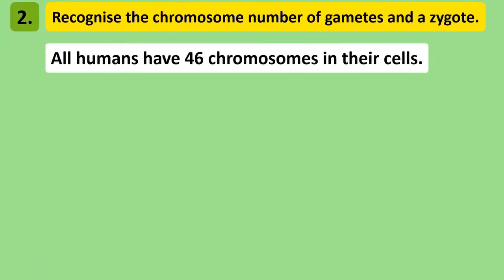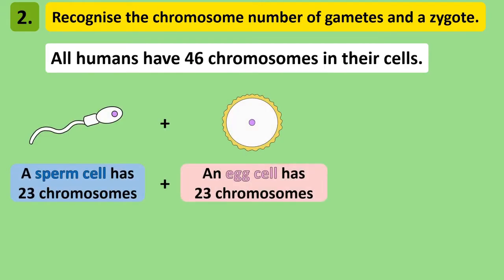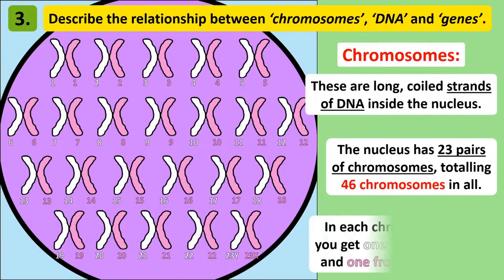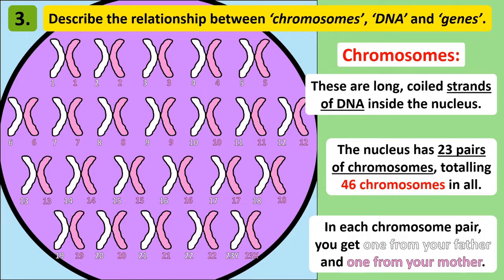But why do we just happen to have 46 of these chromosomes? Well, this is because sperm cells and egg cells both have 23 chromosomes. When these two cells come together at fertilization, so do their chromosomes, leaving the zygote and all subsequent cells with 46 chromosomes. As you can see on screen, each of these 46 chromosomes are in 23 pairs.